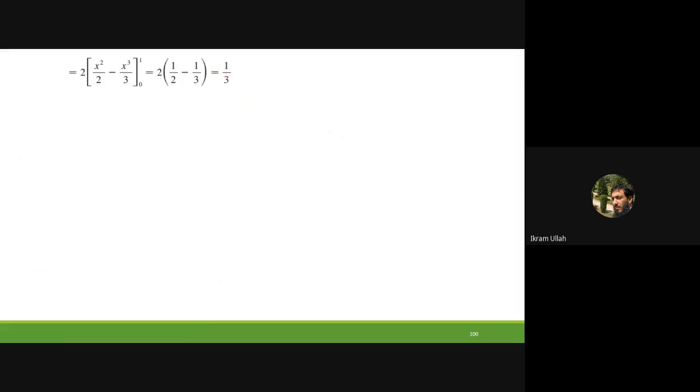So the total area bounded by the parabolas is equal to 1 by 3.